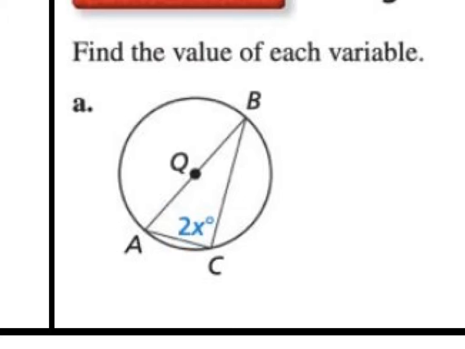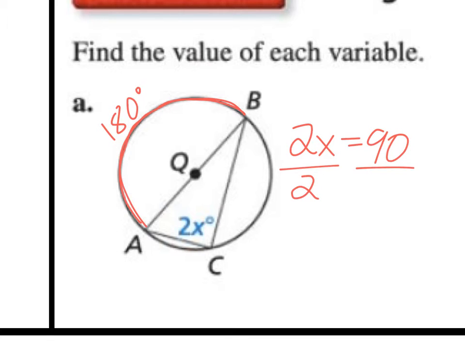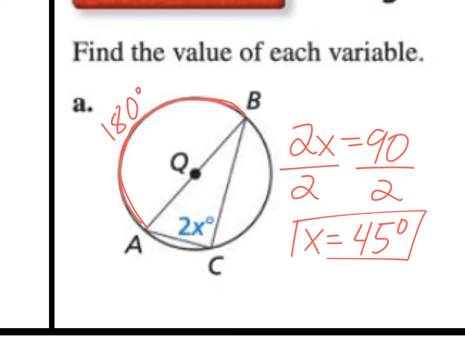AB is a diameter, so you know that this arc has to be 180. This is a right triangle then. What does that angle have to be equal to? The angle is going to be equal to 90, but you'll solve and get x. Since that has to be a right angle because it's intercepting 180 degrees, x is 45 degrees.